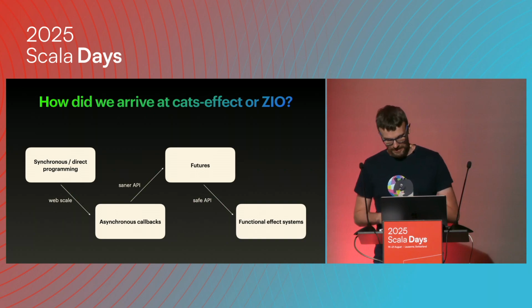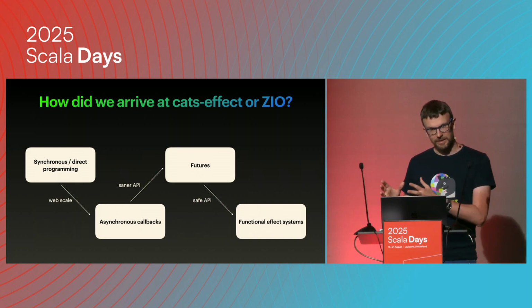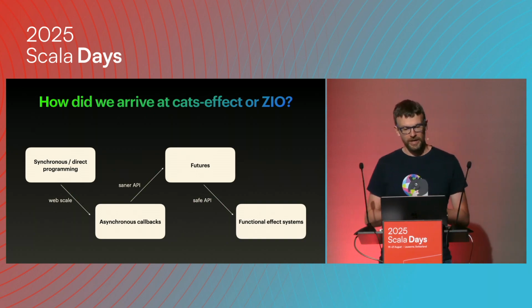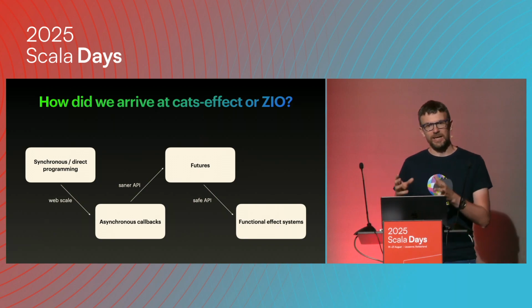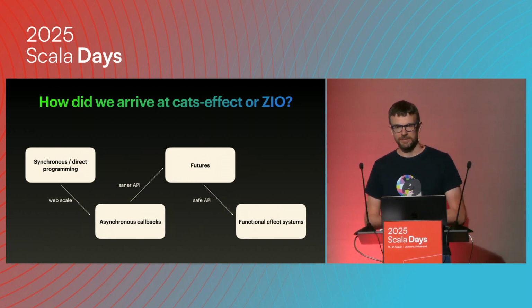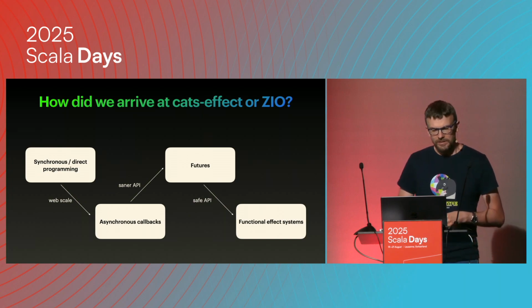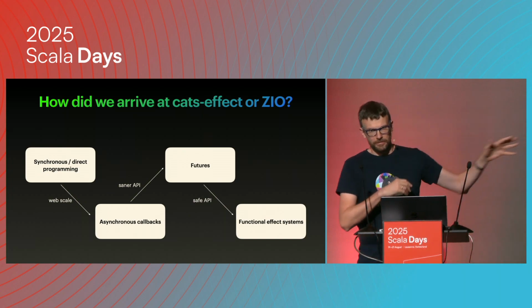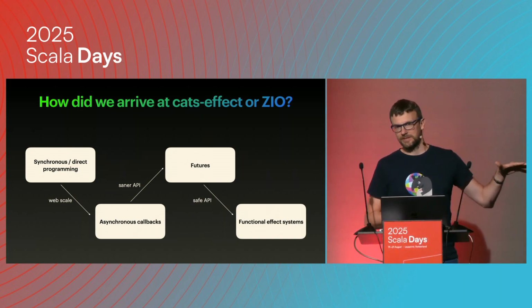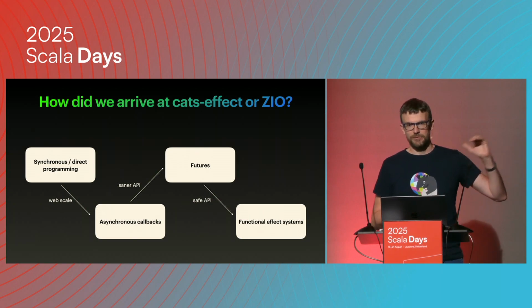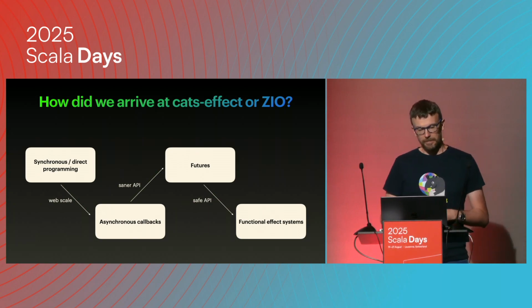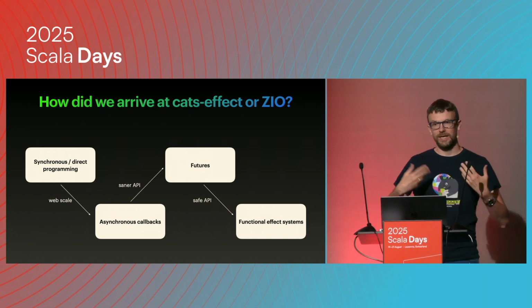So that's one aspect, the FP. But the second aspect is that something is now possible which wasn't possible before. Let's consider how we arrived at functional effect systems such as Cats Effect or ZIO, right? Back many years ago, we used to do direct style programming. We used to have a thread per request model. But then the web happened. We wanted to utilize our threads better.